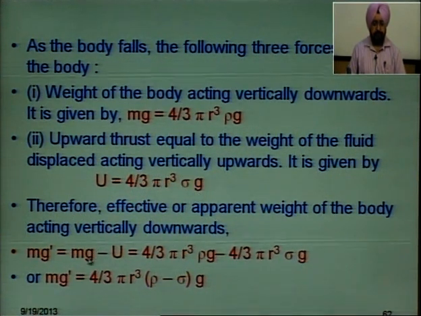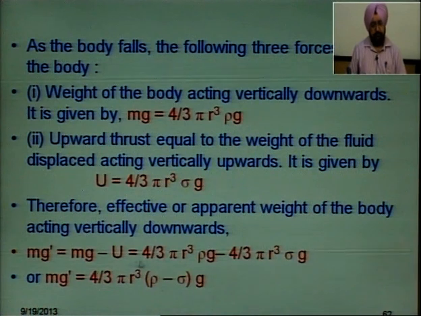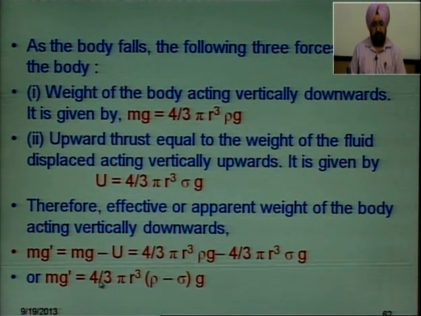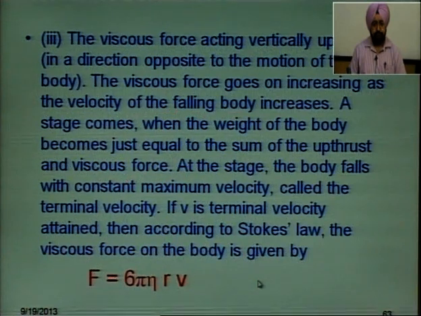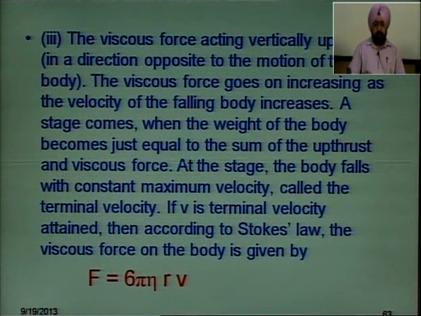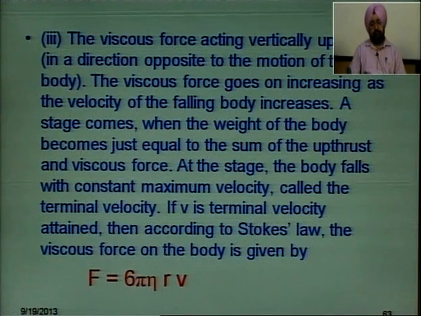So, effective weight is how much? Weight minus upthrust, mg minus U, where U stands for upthrust or buoyant force. 4 by 3 pi r cube rho g minus 4 by 3 pi r cube sigma g. So, mg dash is equal to 4 by 3 pi r cube (rho minus sigma) into g. The viscous force is acting vertically upwards. Viscous force goes on increasing. A stage comes when the weight of the body becomes just equal to the viscous force.